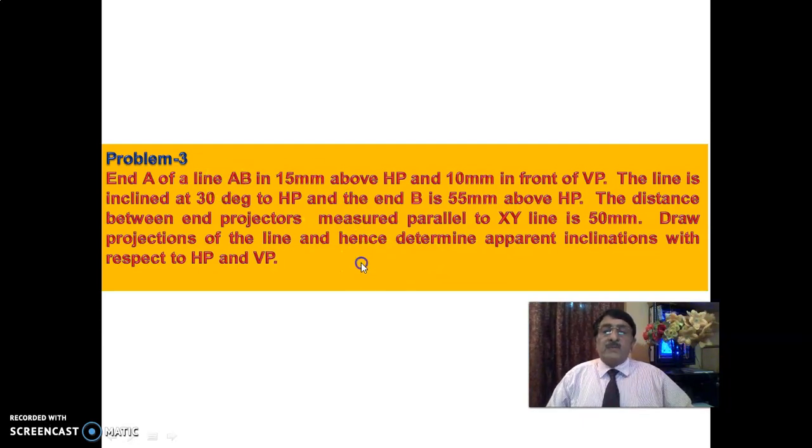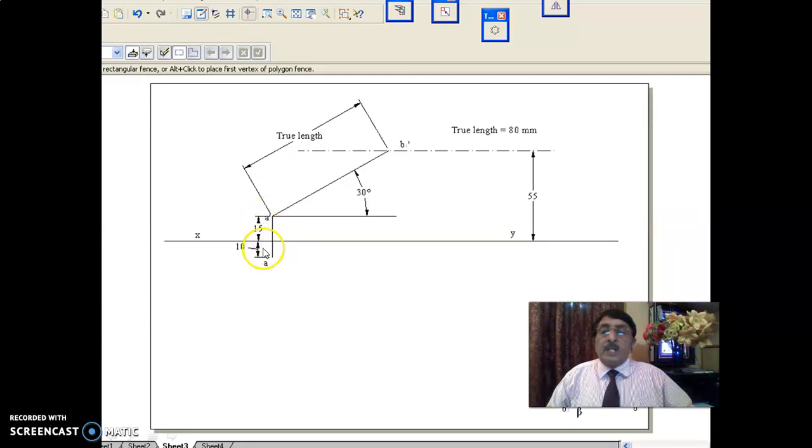Now, first we'll start with this. End A is 15 mm above HP, 10 mm in front of VP. Draw the XY line, and draw a dash and a. Now, they have given the locus in the front view, that is the distance of end B above HP, 55 mm. Draw 55 mm, draw the locus line. One parameter I have utilized already. Then the line is inclined at 30 degrees to HP, so this gives the true length. This is a line inclined, not a front view. Line inclined at 30 degrees means true length of the line. Draw the line inclined at 30 degrees to HP; wherever it meets the locus, you measure this, you get the true length as 80.